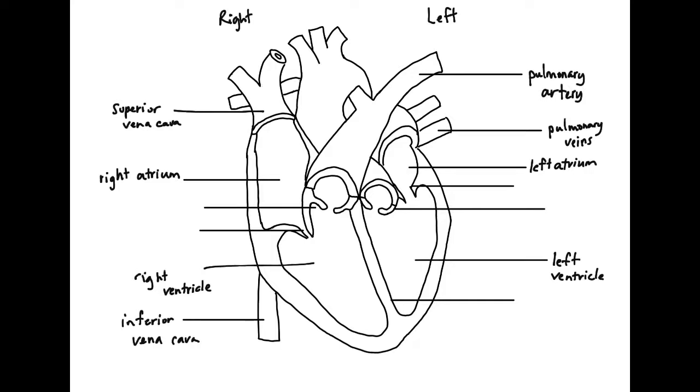Along the middle of the heart, we actually have the septum, and a lot of people get confused and think of the septum in their nose, but this is actually the part that separates the right and left sides of the heart.